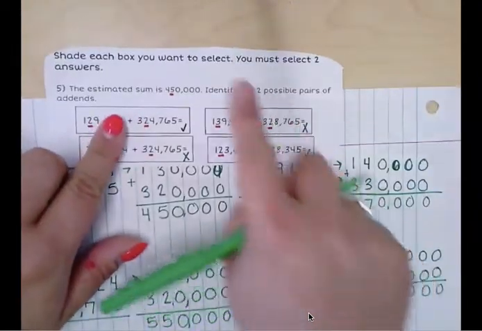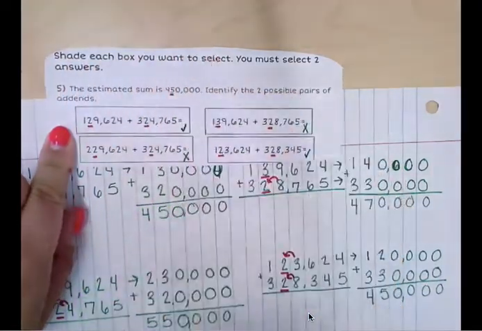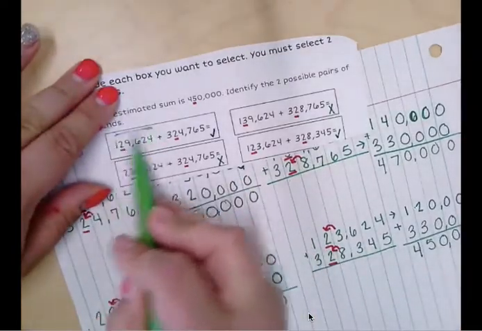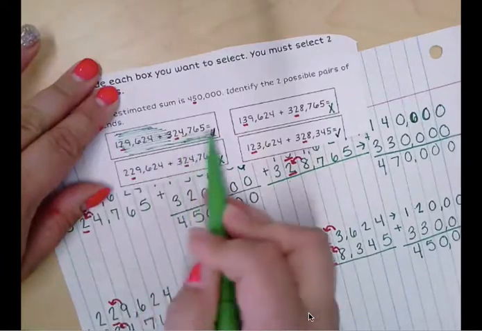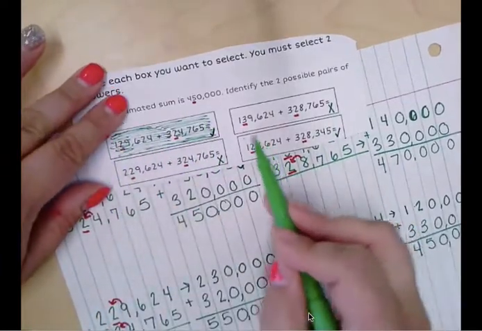My directions say you must select 2 answers. Shade each box you want to select. So if this were a test question, I would need to shade in my 2 correct answers.